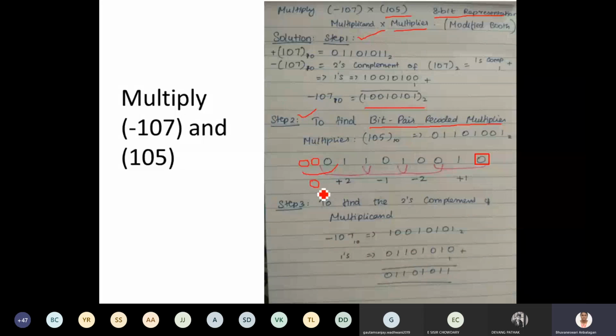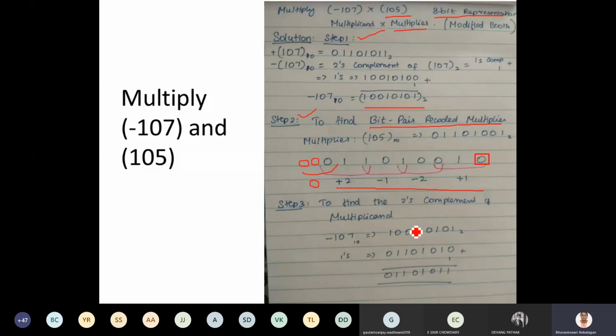If it is 0 also, if I am going to add all my partial results, again I am adding by 0, it doesn't make any effect. So I am simply ignoring here. The 0, 0, I am just simply ignoring. So I am going to consider this particular part as a bit pair recoded multiplier.